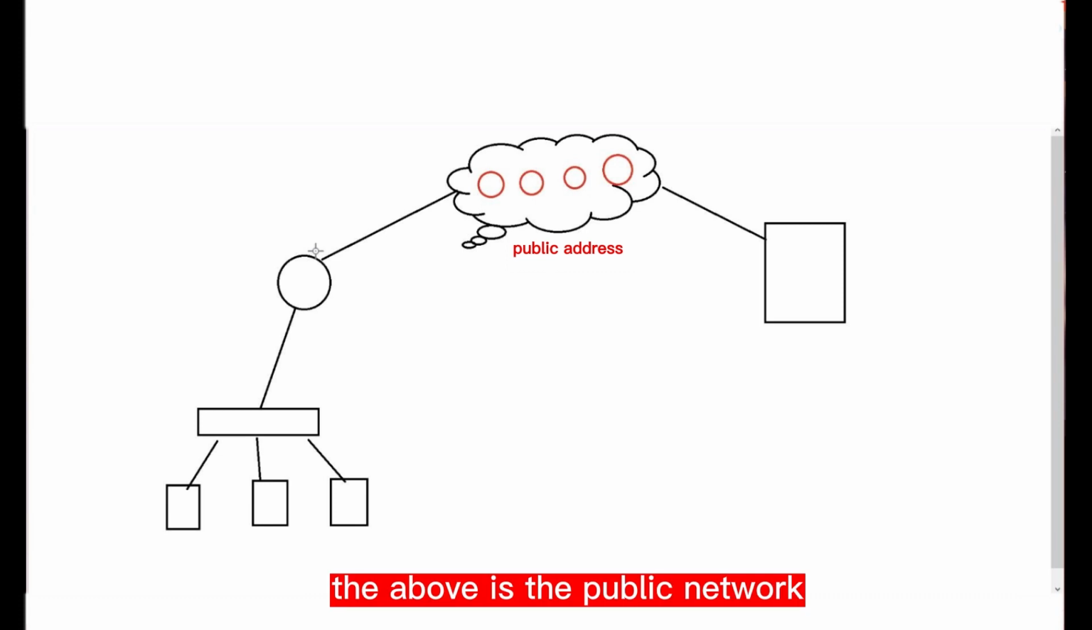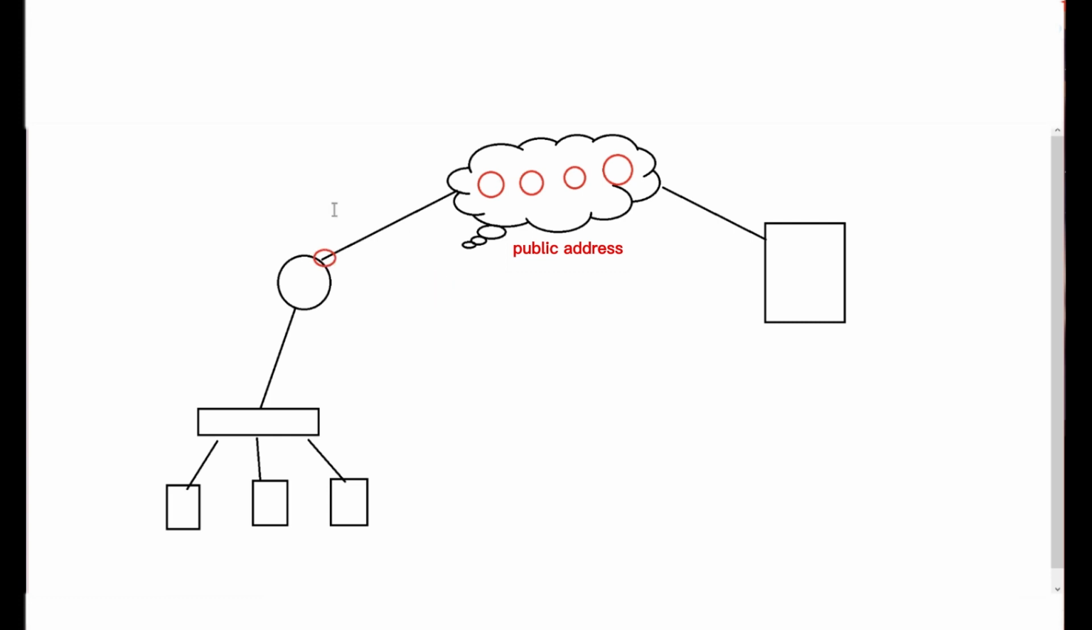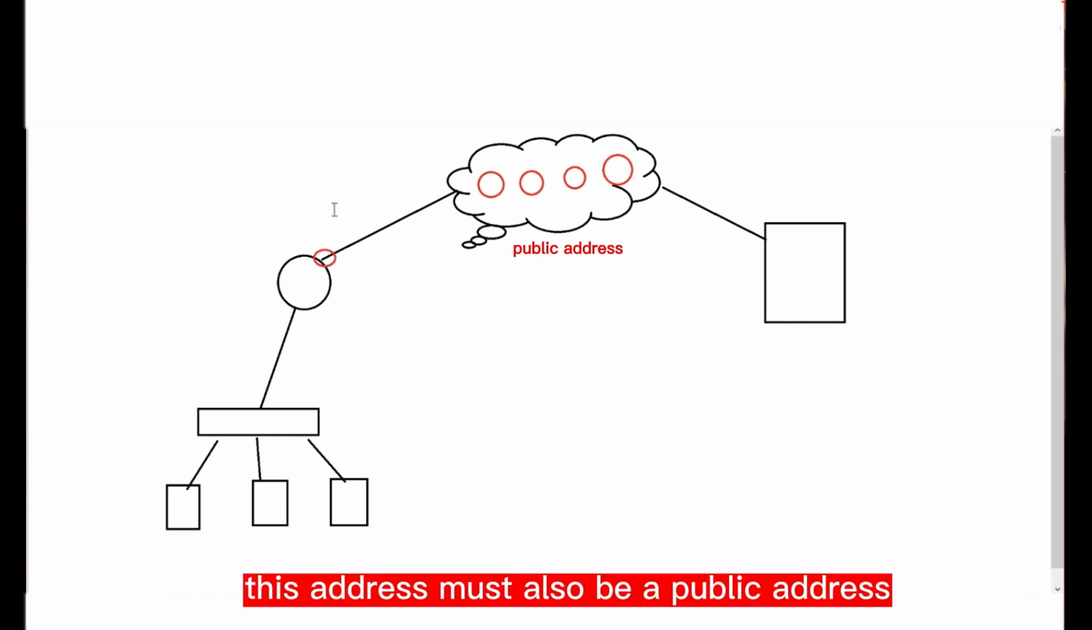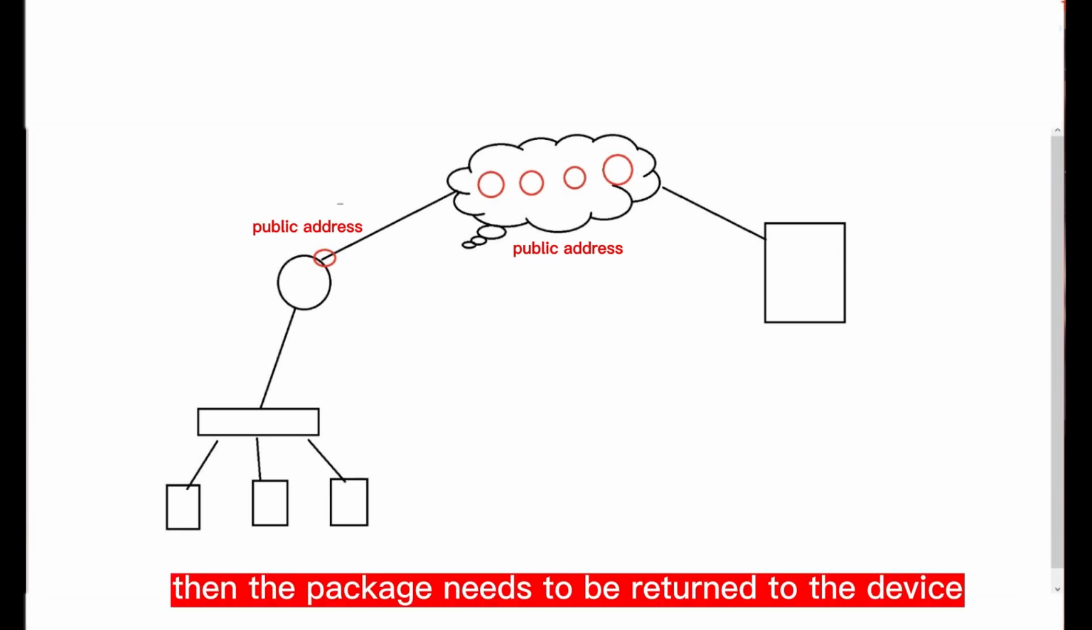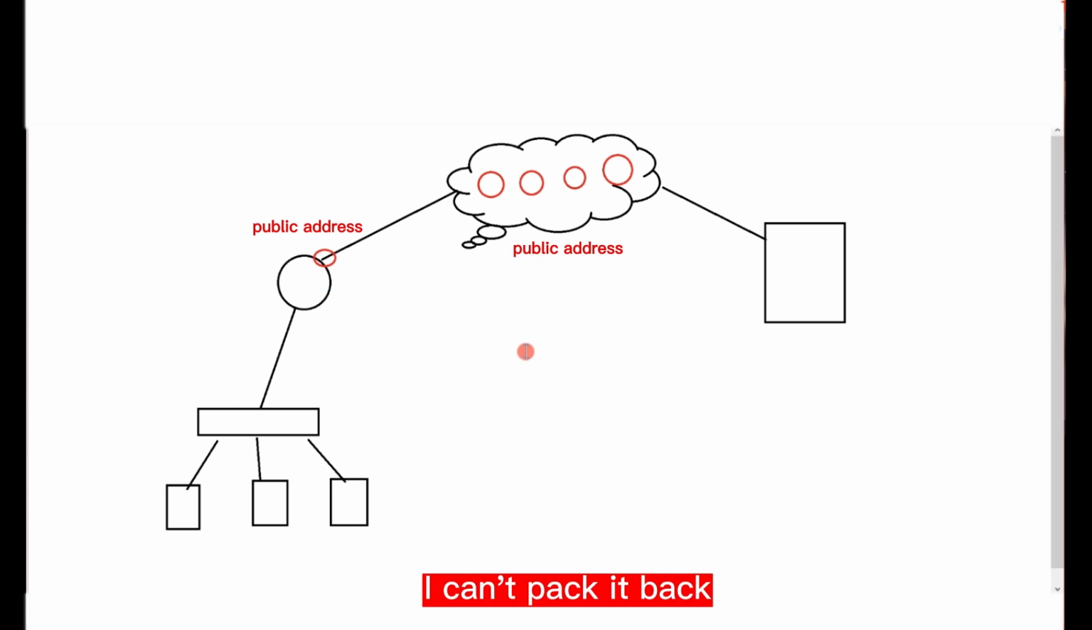The above is the public network. Then the egress device, when docking with operator equipment, must also use a public address. Because the company's people are going out to the internet, the packet needs to be returned to the device. Otherwise there is nowhere to find the message and I can't send it back. So it has to be a public address too.